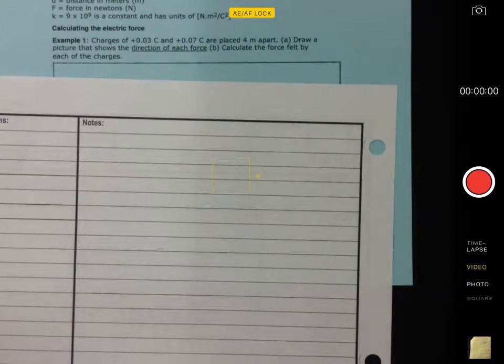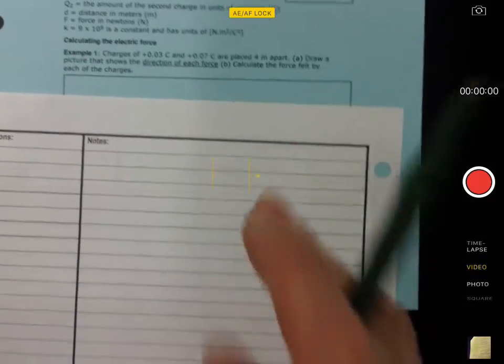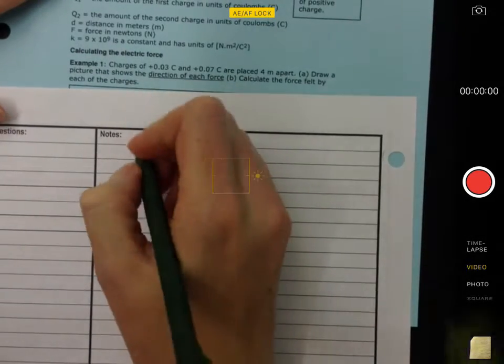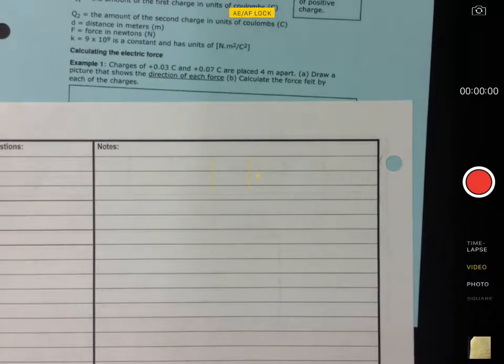Get that situated here. Excuse me. Whoa, bumping into stuff. Okay, so we've got these charges here. Are you kidding me?